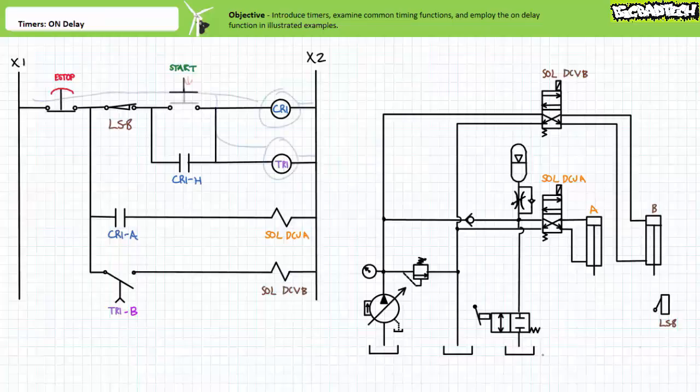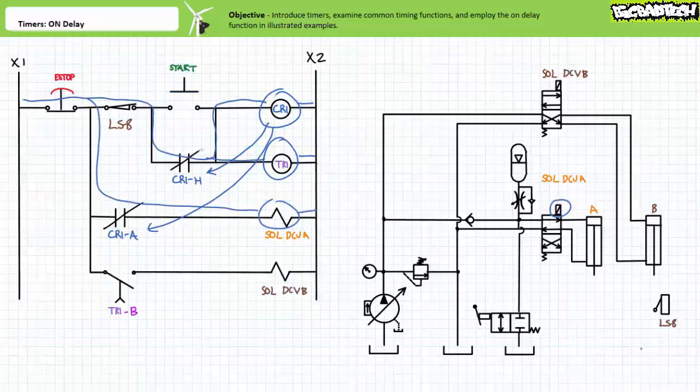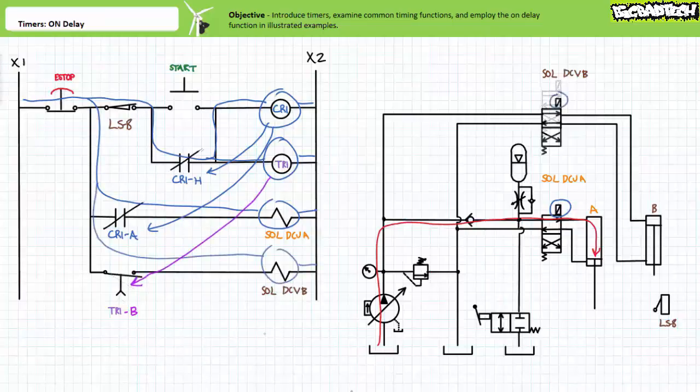Allow me to demonstrate. When an operator presses start, CR1 and TR1 are both energized. The contacts associated with CR1 immediately change states, whereas the contact associated with TR1 begins a 5-second countdown. The closure of CR1A shifts directional control valve A to the straight-through position, and cylinder A extends. After a delay period of 1, 2, 3, 4, 5 seconds, TR1B closes and energizes the solenoid of directional control valve B. Directional control valve B shifts to the straight-through position, and cylinder B extends.